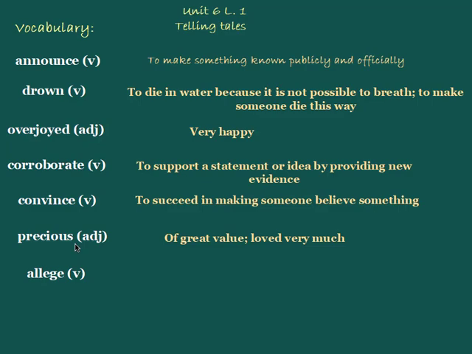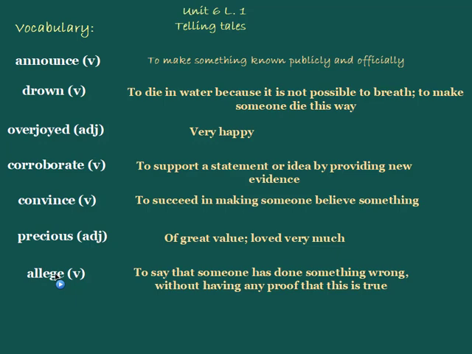And here we can go to the next verb, allege. This verb means to say that someone has done something wrong without having any proof that this is true. So you are saying that someone is guilty and someone did something wrong, but you have no proof. For example, the lawyer is alleging that his client was at home when the murder happened.